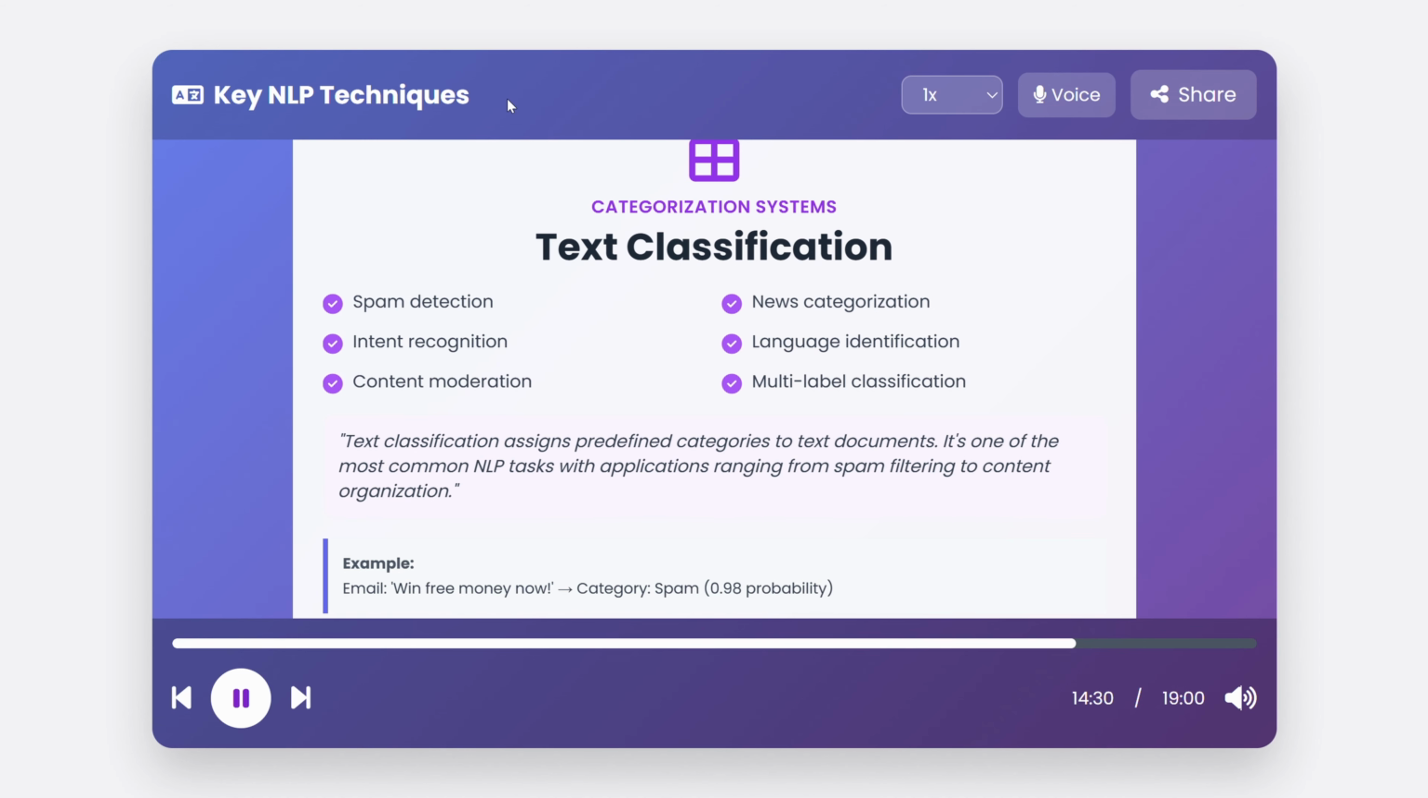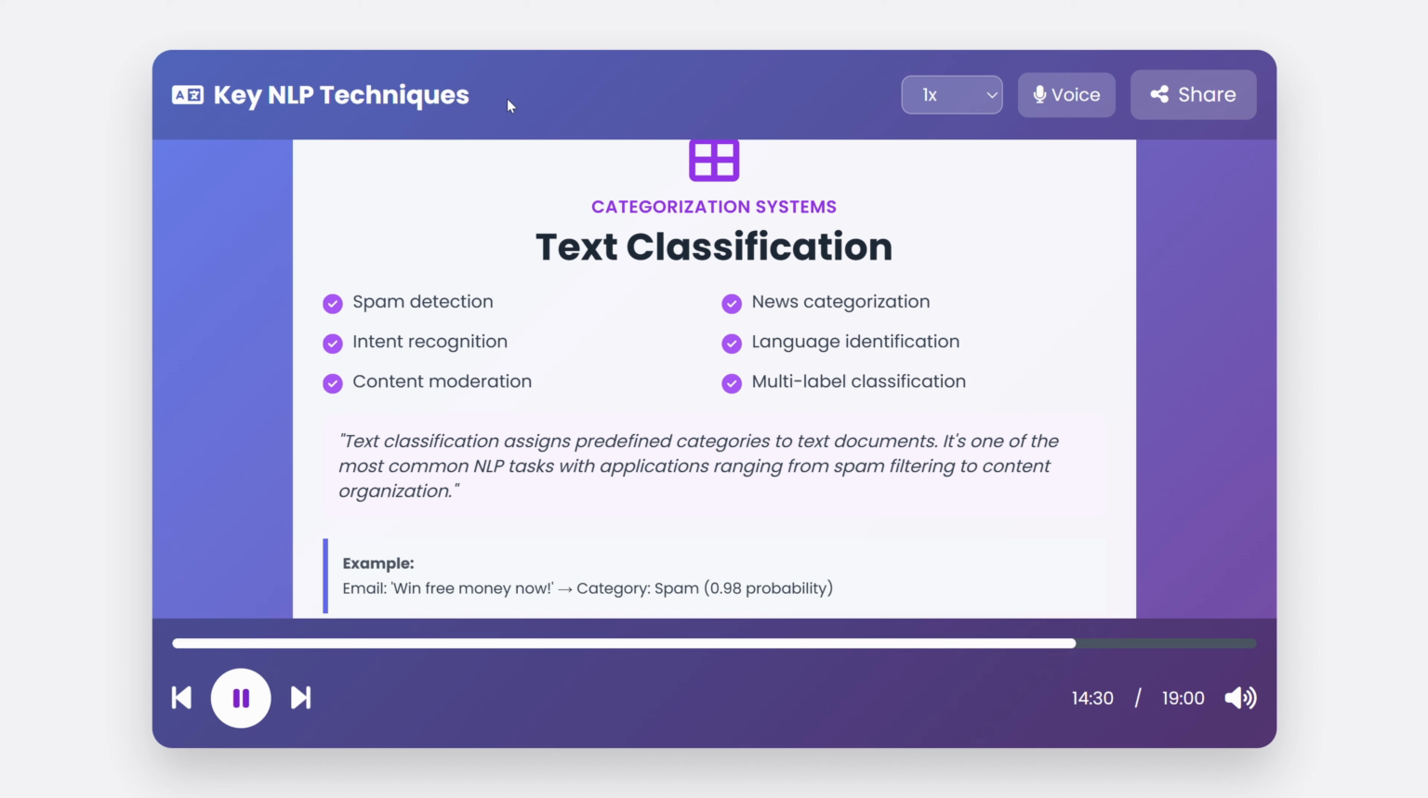Text classification is one of the most fundamental and widely used NLP tasks, involving the assignment of predefined categories to text documents. Applications include spam detection, news categorization, intent recognition in chatbots, language identification, and content moderation. Modern approaches range from traditional machine learning algorithms like naive Bayes and SVM to deep learning models using word embeddings and contextual representations. Multi-label classification allows documents to belong to multiple categories simultaneously.